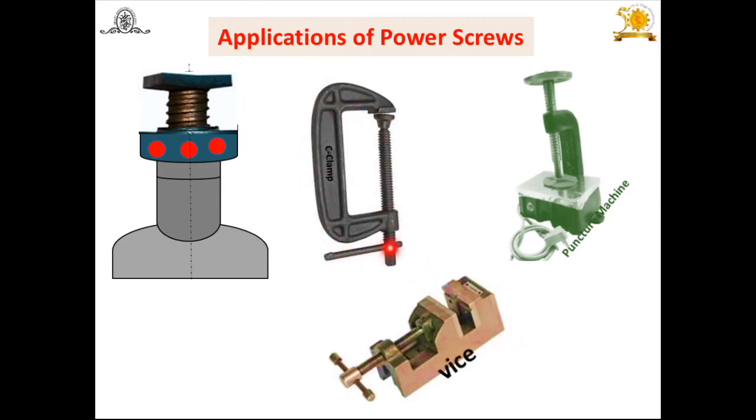Then the C clamp holds the workpiece for drilling purposes or other purposes also. In the case of the puncture machine, it holds the tube, a traditional way to do the puncture repair of tubes in vehicles. Again, the screw is used in vices to hold the workpiece for cutting and other operations also. These are some of the applications.